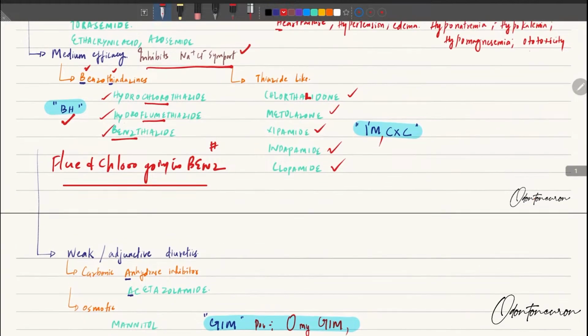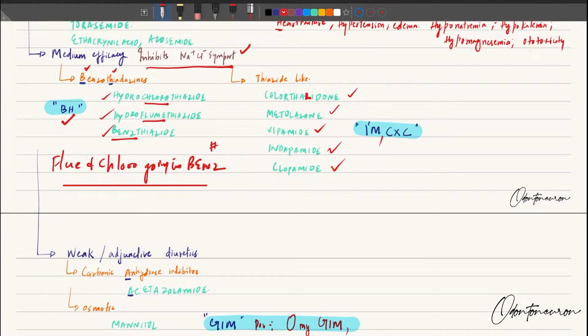Medium efficacy diuretics inhibit sodium and chloride channels. We can classify these into two parts: benzothiazides and thiazide-like. For benzothiazides, I think "flumi and chloro going in benz" is better. Flumi is flumethiazide, chloro is chlorothiazide, and benz is benzthiazide.